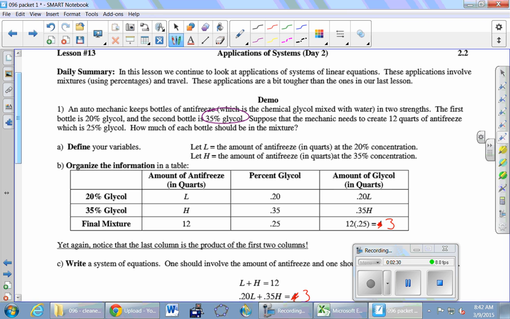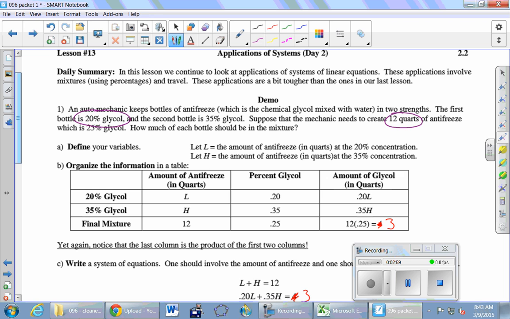Suppose that the entire 12 quarts are made from the 35% glycol solution. How would you find out how many quarts were glycol? 12 times 0.35. I buy that? All we would do is find 35% of 12. And that number would tell us how much of the 12 quarts were glycol and tell us the number of quarts. All right, so that I cannot do in my head.